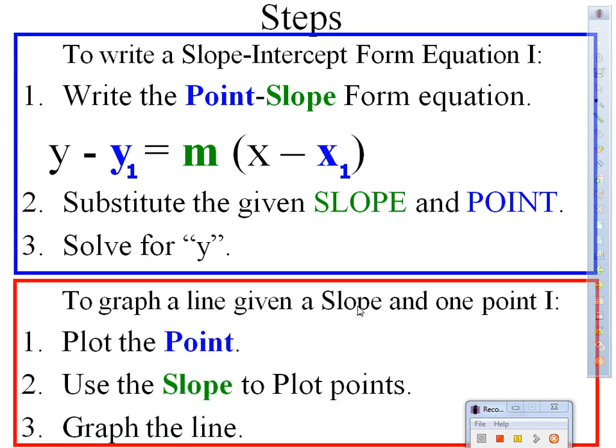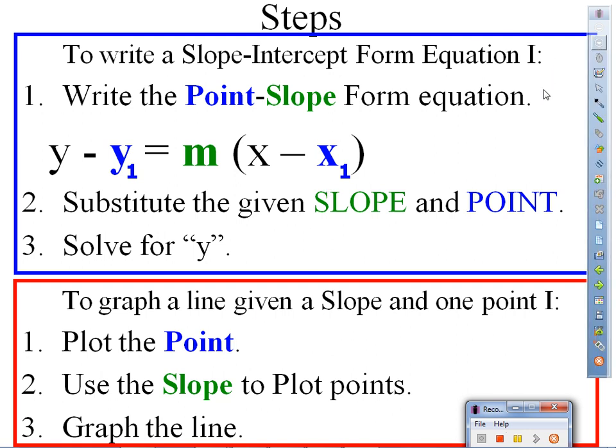To graph a line given a slope and 1 point, I plot the point, use the slope to plot points, and graph the line. To graph a line given the slope and 1 point, I plot the point, use the slope to plot points, and graph the line. Write that down, please. All right, so we got our steps to write our equation, and we got our steps to graph our line. Are we there? Okay, here we go.